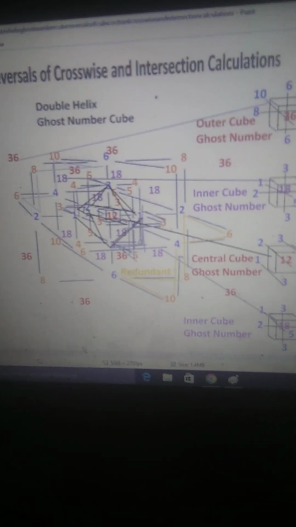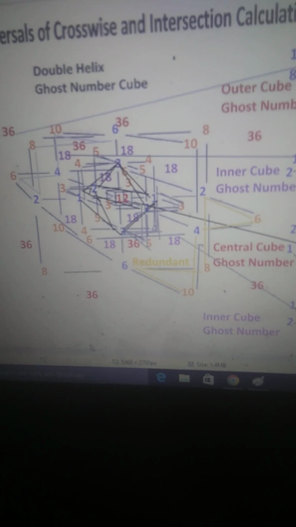This is something I just came upon tonight. I call it a reversal of crosswise and intersection calculations, and the double helix ghost number cube is defined by, and I'll put a link to it again on this video.